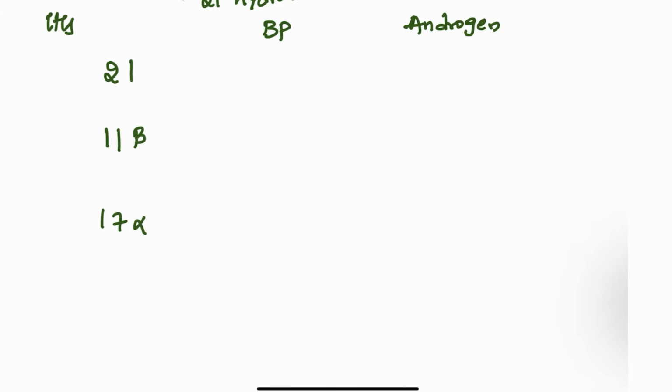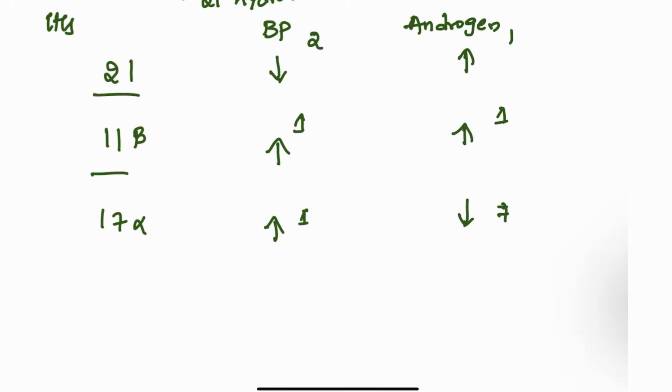So this is number 2 and 1, and here 1 and 1, and here 1 and 7. So all the numbers with 1 will be increasing. Here androgens will be increased in this patient. Here also in 11 beta, androgens increase and BP also increases. Whichever is associated with the number 1 is going to be increased. So BP is low in 21 hydroxylase, and androgens are low in 17 hydroxylase. The number more than 1 is going to be decreased, and the number associated with 1 is increased. So these are the symptoms that are associated.